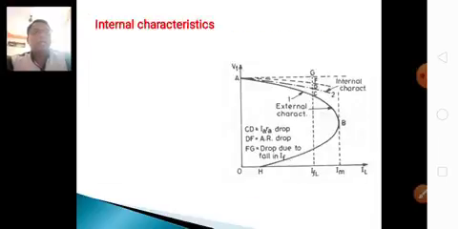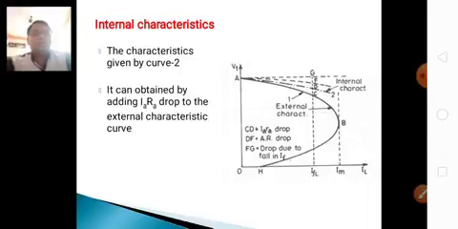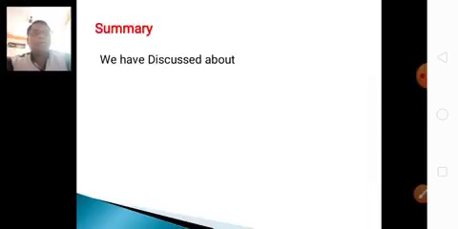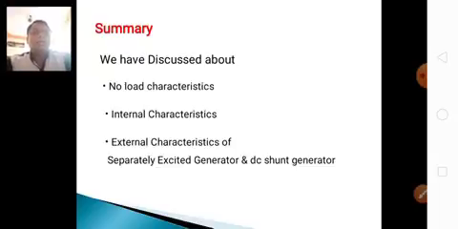Internal characteristics are drawn between V and IL. The characteristics given by curve 2 can be obtained by adding the IR drop to the external characteristics curve. So far we have discussed the no load or open circuit characteristics, and the internal and external characteristics of the DC shunt generator and the separately excited DC generator.